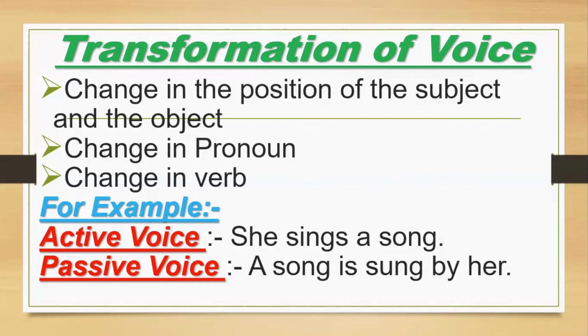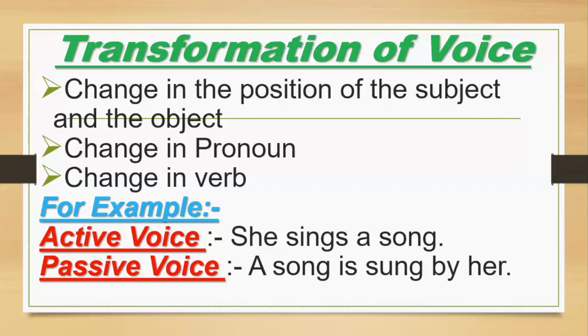For example, she sings a song. It is in active voice. Passive voice, a song is sung by her. Now a song, in active voice, a song was object, but in passive voice it has become subject. We have changed its position. Like this only, she is subject, but in passive voice it has become object. We have changed its position. So first of all, we have to change the position of subject and the object.